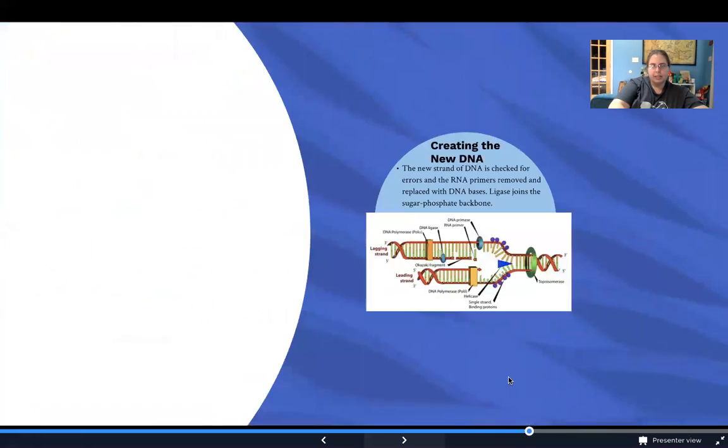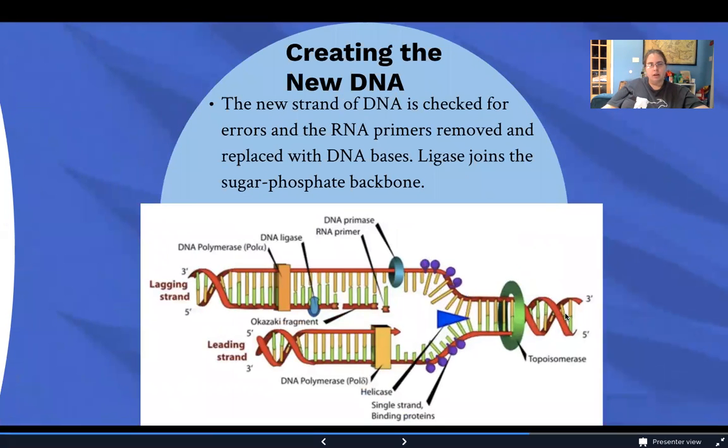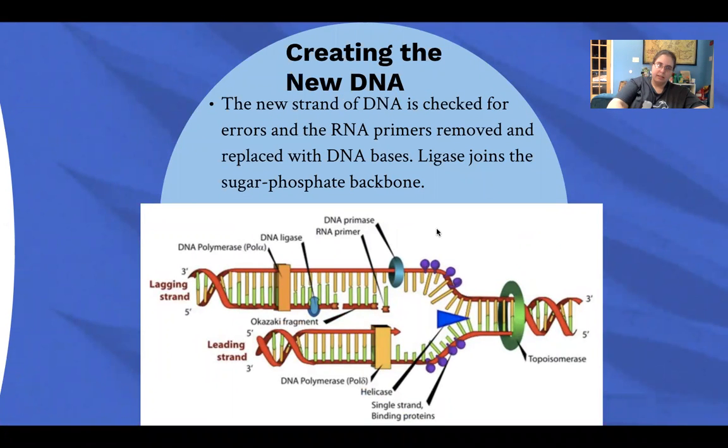So creating the new DNA. As we already said, priming, let's see, here we go. Helicase is unwinding it. We have primase building the primers. And then we have polymerases going along, reading the parent strand and attaching the new DNA strands to it, the new nucleotides.